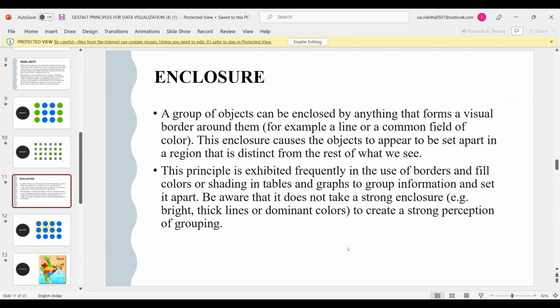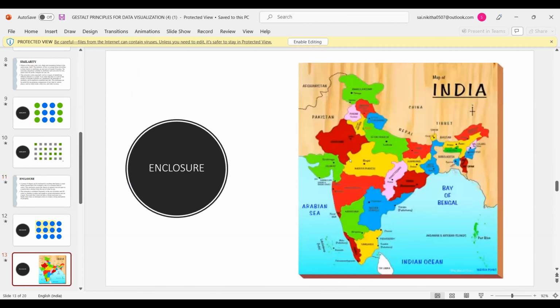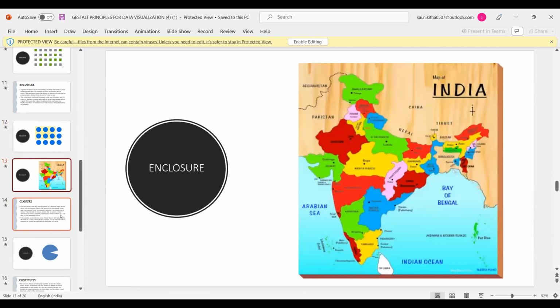In this, we should be aware that it does not take a strong enclosure such as bright, thick lines and dominant colors to create a strong perception of grouping. And we can see an example in this India map. We see that red color belongs to one group, yellow color belongs to one group, green color belongs to one group, and so on.